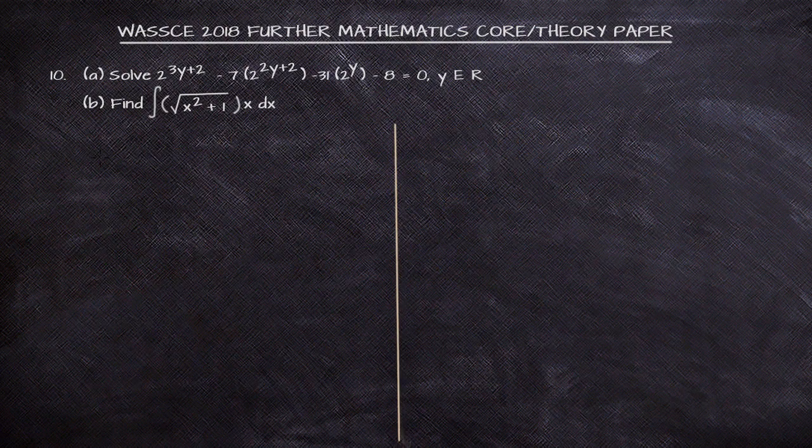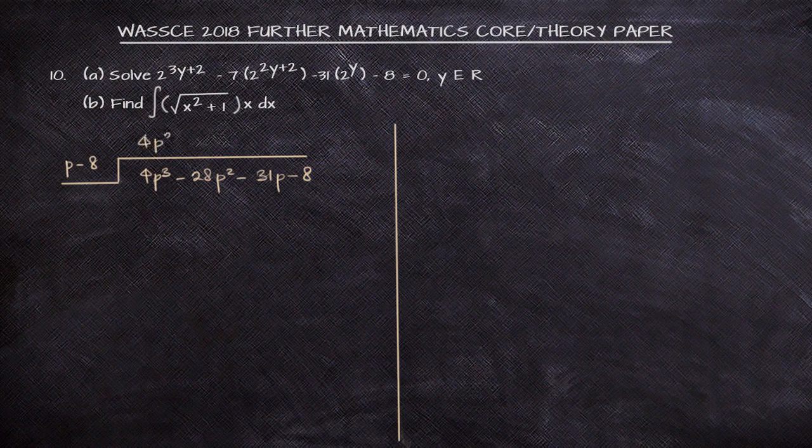Trying to now evaluate our other factors, let's divide this polynomial by the factor we already know, p minus 8. So we want to divide 4p raised to power 3 minus 28p squared minus 31p minus 8 by p minus 8. We take the first entry, and say p in 4p raised to power 3 is 4p squared. 4p squared multiplied by p is 4p raised to power 3. 4p squared multiplied by minus 8 will be minus 32p squared.